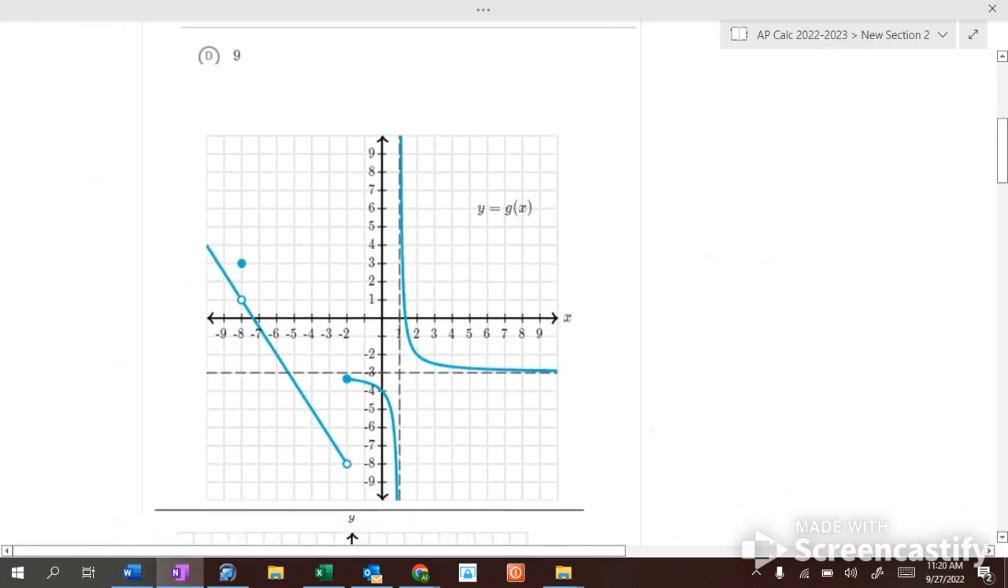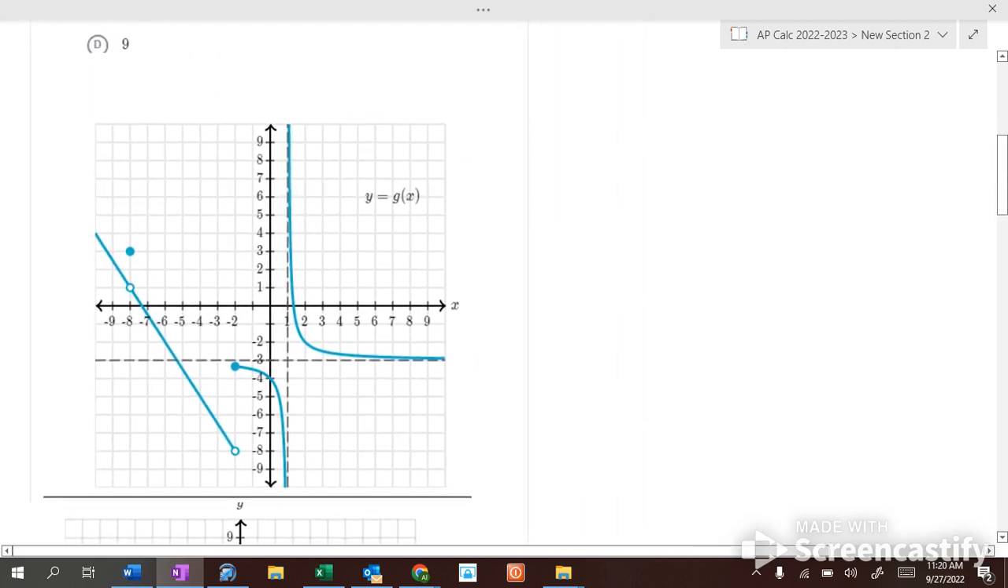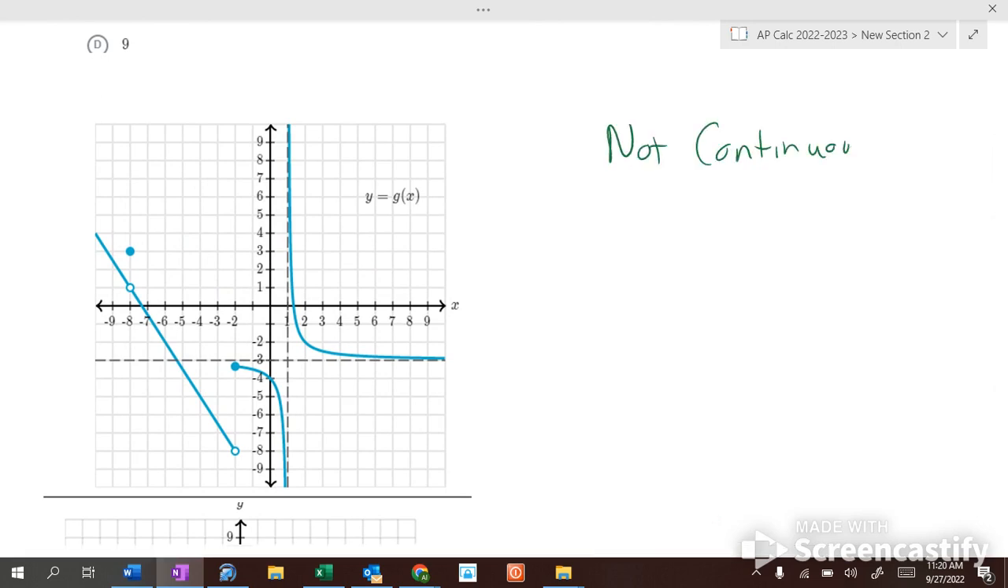Okay, then looking at derivatives graphically, where is there not a derivative here? Well, if it's not continuous, then there's no derivative. So where is it not continuous? At negative 8, negative 2, and 1. Those all will not have derivatives at those places because it is not continuous.